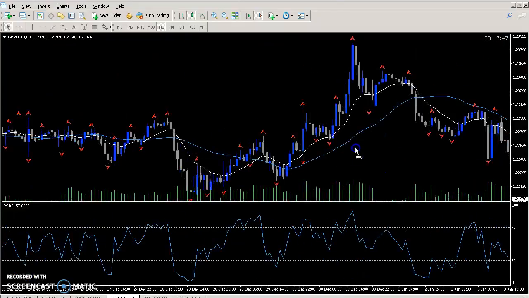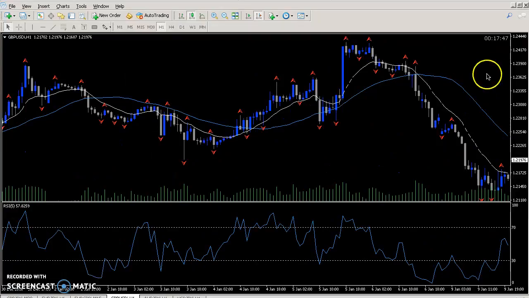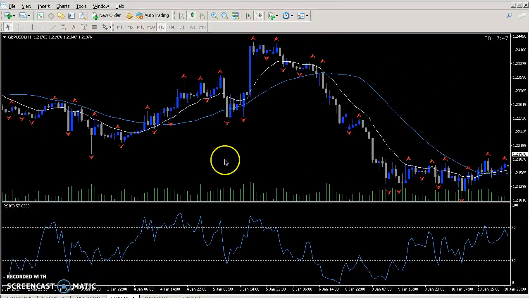That's the template, and it's simple, guys. I want you guys to understand that this is very, very simple. This is really the basics of all you need for trading.